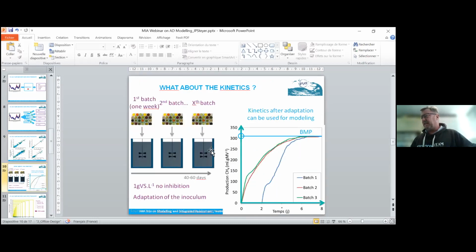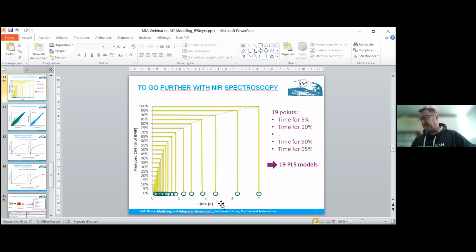What we did after is the kinetics. I said that we modify the protocol of the BMP. We run it in reactors of 5 liters, and we do several batches, each lasting about 1 week, to avoid inhibition. We have a low value of VS per liter, and you iterate this batch test until you reach the same BMP curve, which means that the adaptation of the inoculum is okay. So you can use this value to model the BMP. And that's what we did.